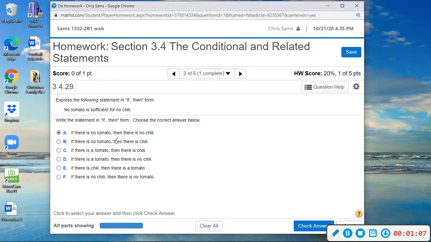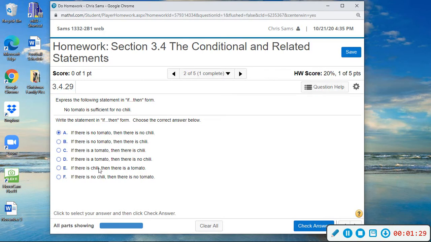If there is no tomato, then there is chili. That's not the same. They have one negated and one in the positive. C, if there is a tomato, then there is chili. So that looks like the inverse of the statement. If there is a tomato, then there's no chili. So they made the first part positive and the second part negative.